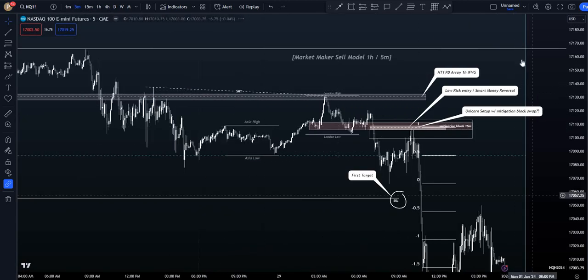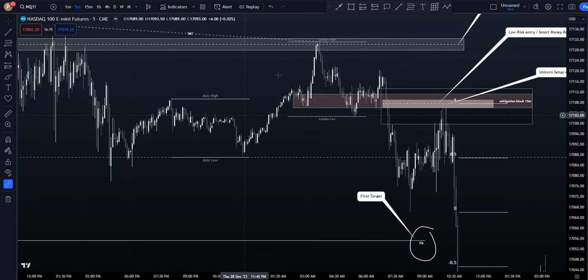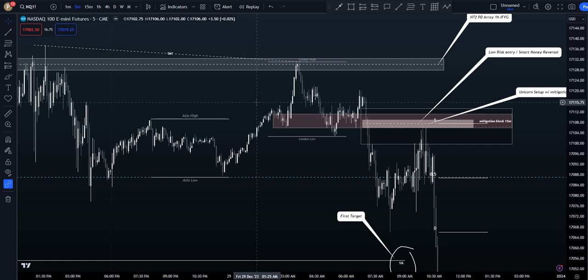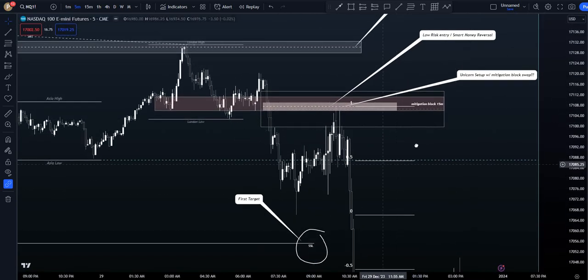Tapped into that on the 1 hour, which is going to be during London session, which was our London high. We were going to have our session based power of 3. So we're going to have accumulation during Asian session, manipulation to the upside during London session, and then the distribution leg toward London session close, and then have our retracement back into OTE during New York session, New York AM session.